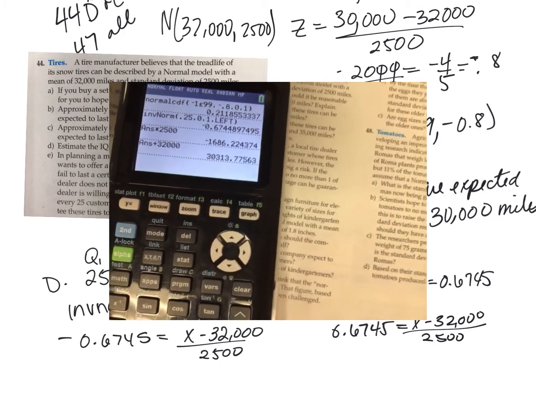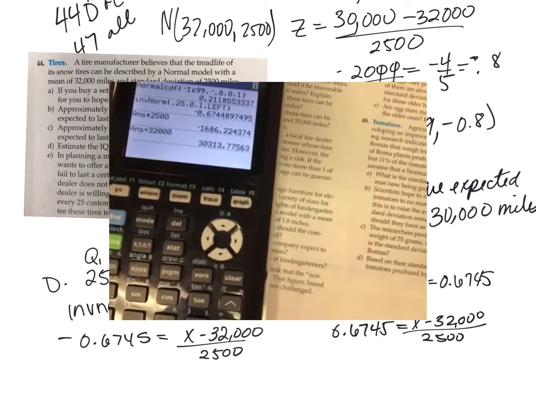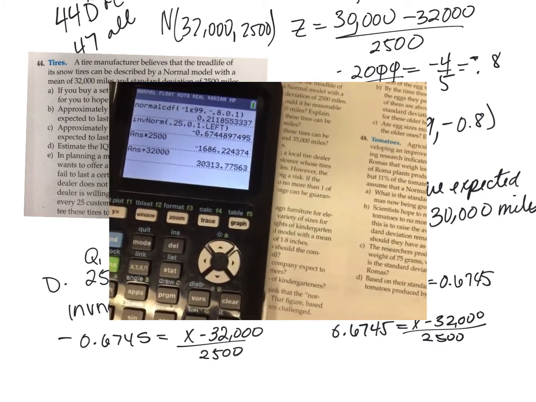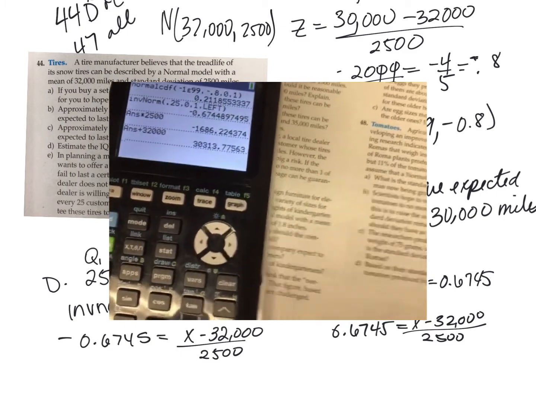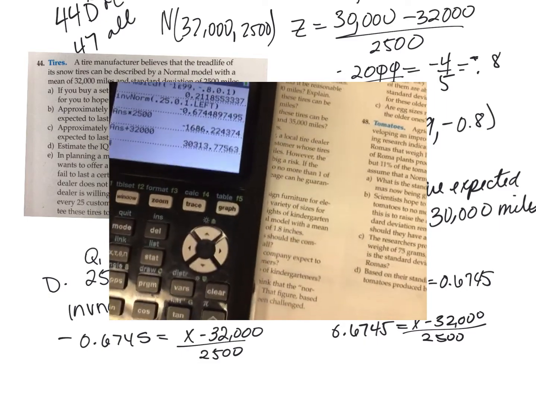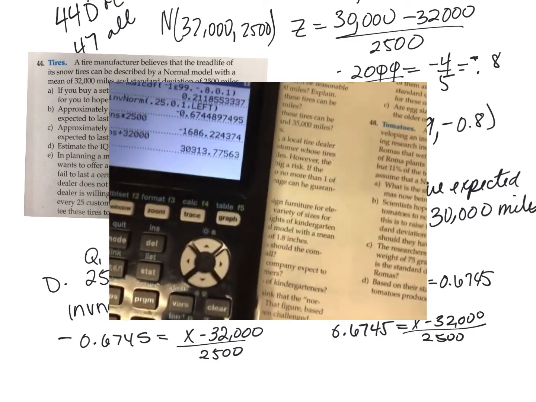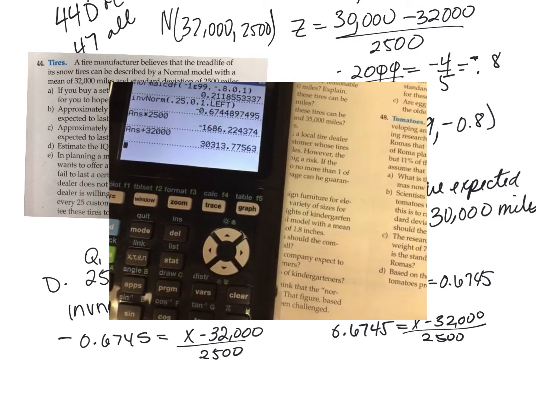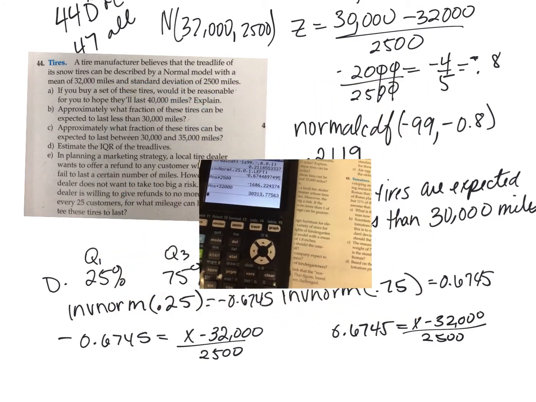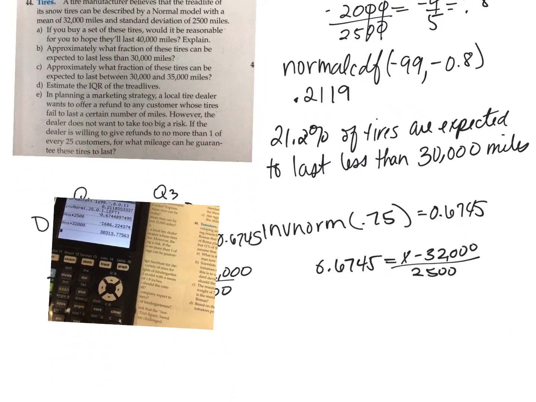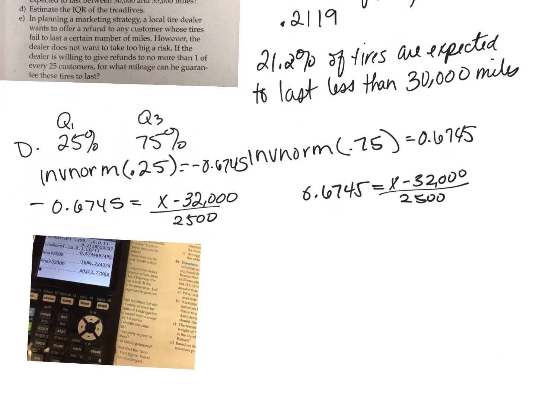It's a lot less work than retyping anything into the calculator. Just use the fact that if you put an operation, it'll automatically take the previous number. And then you don't have to round until the very end. Your answer is going to be the most accurate when you don't round until the very end. Okay. So I get x equals 30,313.776, because that 5 rounds up.